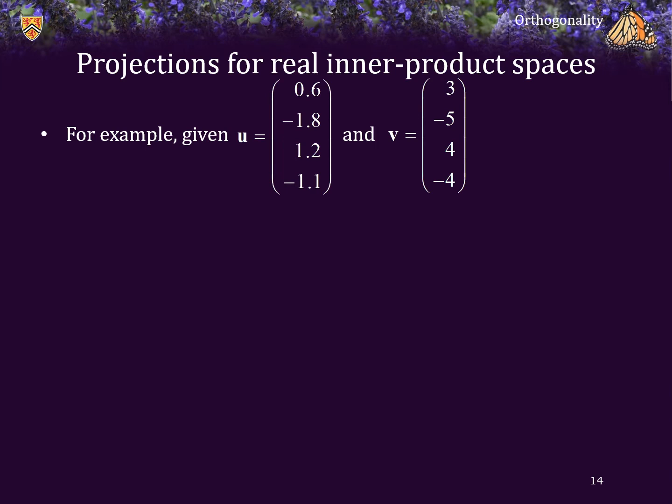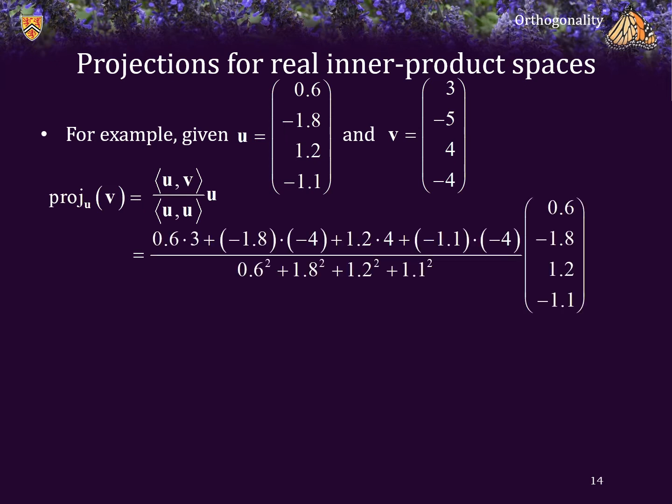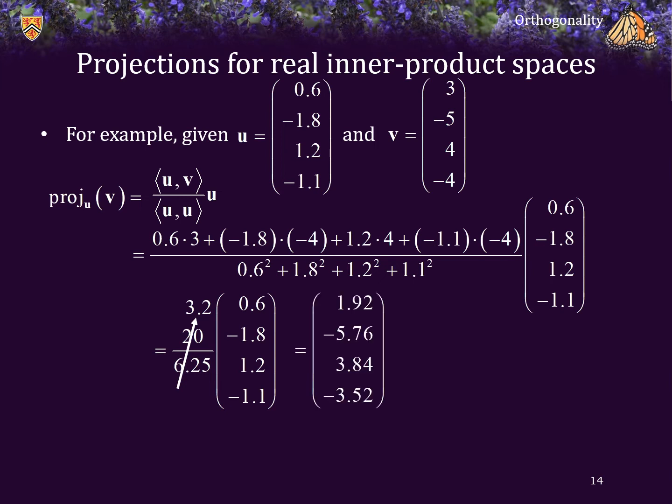Now here's one final example in R4. Let us find the projection of the vector on the right, v, onto the vector u seen here. Again, we just use the definition of the projection. So we calculate the inner product of u and v, and divide that by the inner product of u and itself. This gives the ratio 20 over 6.25, and that works out to 3.2. So if we multiply the vector u by 3.2, we get this vector here.